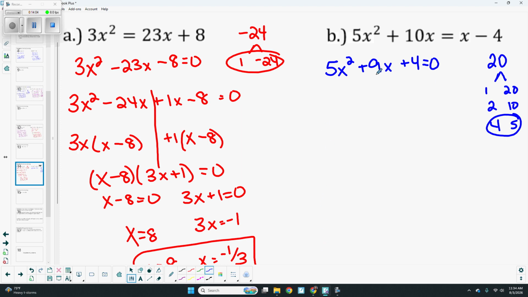So I'm going to keep the 5 with the 5. So I'm going to do 5x squared plus 5x plus 4x plus 4.